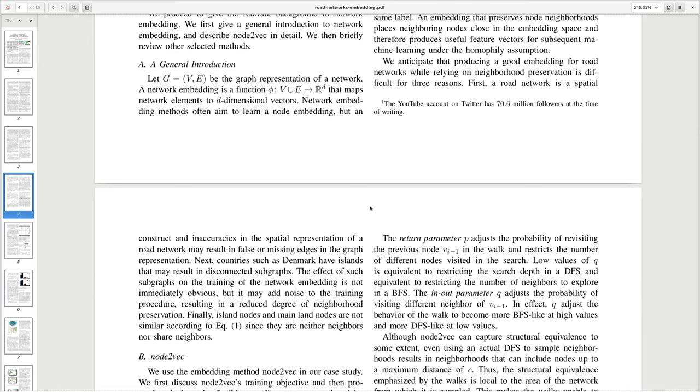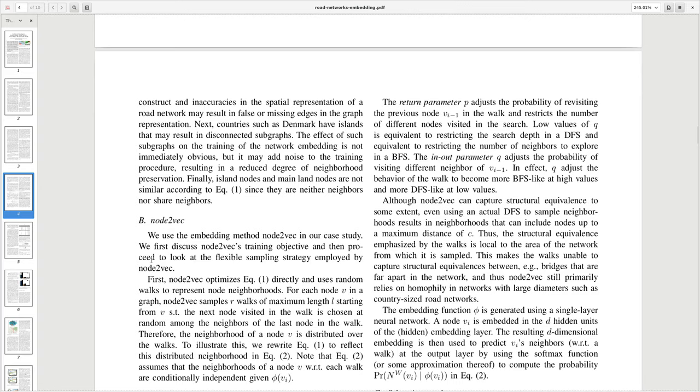First, a road network is a spatial construct, and inaccuracies in spatial representation of the road network may result in false or missing edges in the graph representation. Next, countries such as Denmark have islands that may result in disconnected subgraphs. The effect of such subgraphs on the training of the network embedding is not immediately obvious, but it may add noise to the training procedure, resulting in a reduced degree of neighborhood preservation.